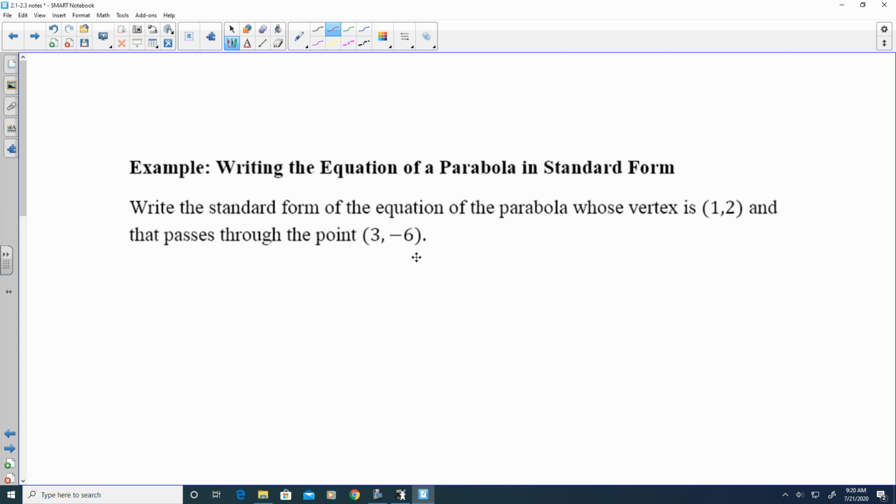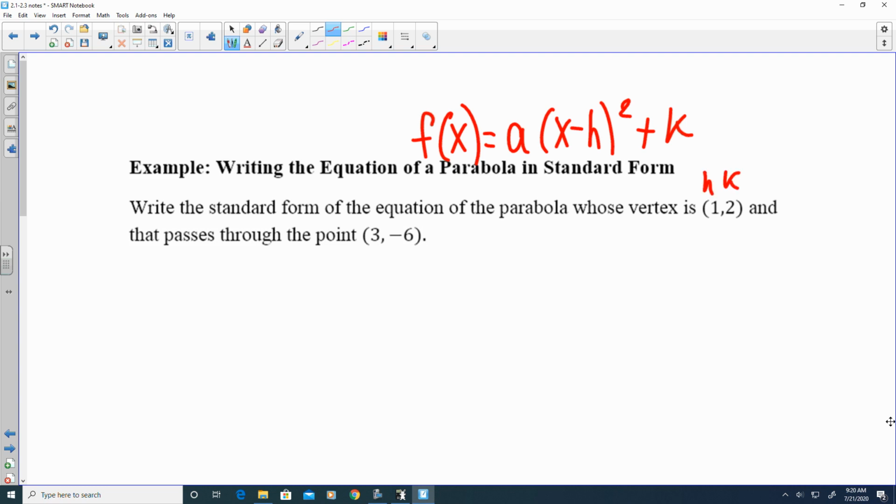So writing the equation in standard form, I'm going to just rewrite up here: a times (x minus h) squared plus k is that standard form that they're referring to. Write the standard form of the equation of the parabola whose vertex is (1, 2), and it passes through the point (3, -6). So remember that the vertex is (h, k). So now that I see the standard form of the equation and I know what the vertex is, I can plug that h and that k in. a times (x minus 1) squared plus 2.